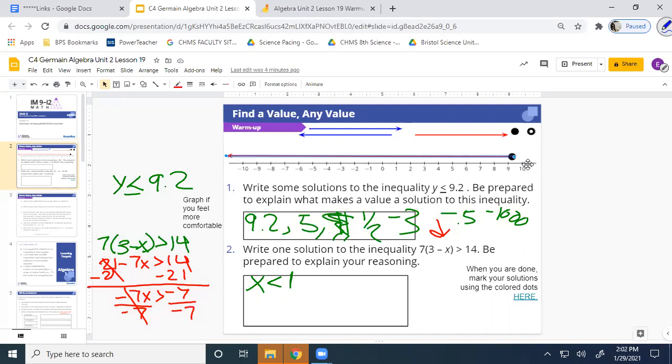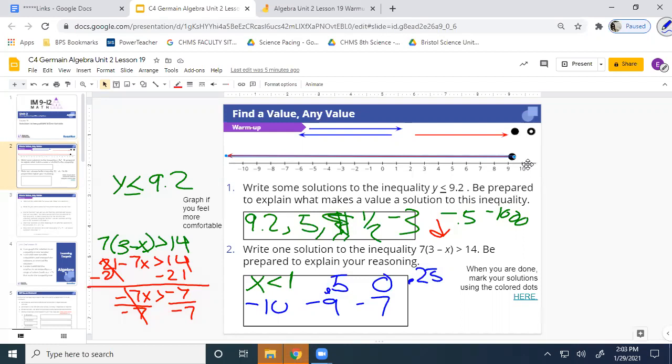So I have x is less than 1. What could be a solution to this inequality? 0.5. Very good. 0.5. Any negative. 0. Any negative number. Negative 10. Negative 9. Yep. Negative 7. Yep. What if I said this value? 0.25. Yep. Will you just give me a thumbs up? Yes, very good. This is going to satisfy this solution set. We're going to satisfy this inequality because it is less than 1.